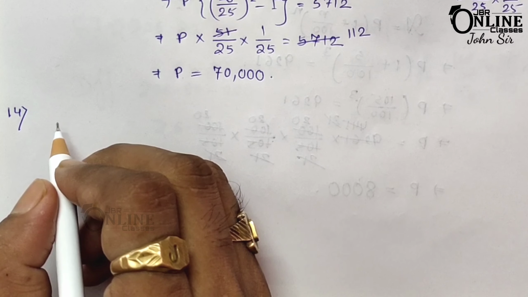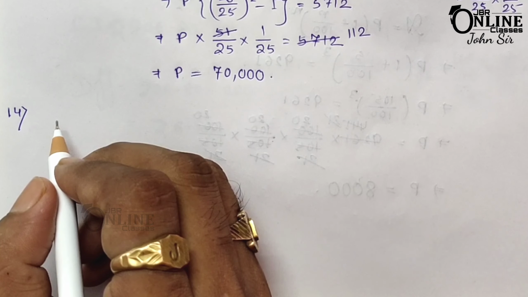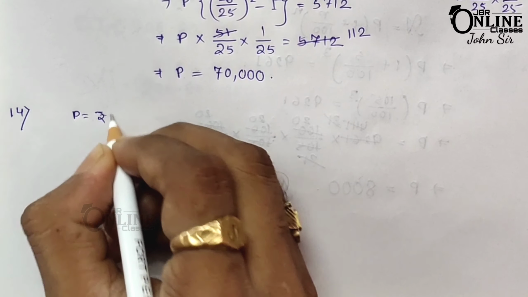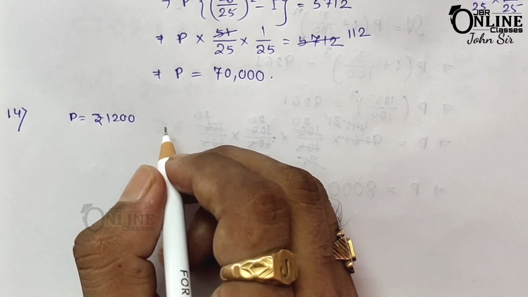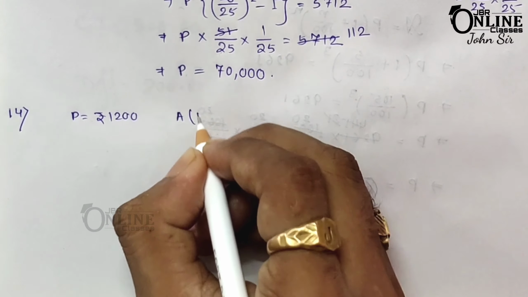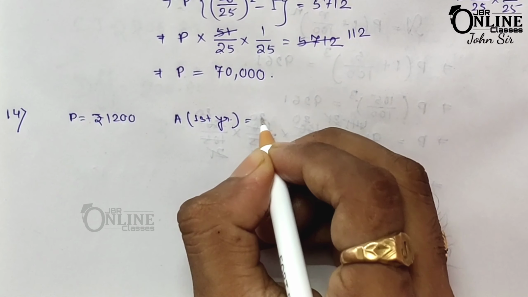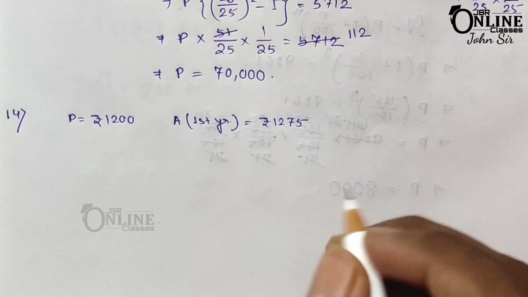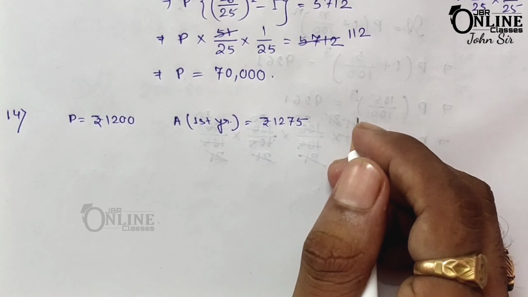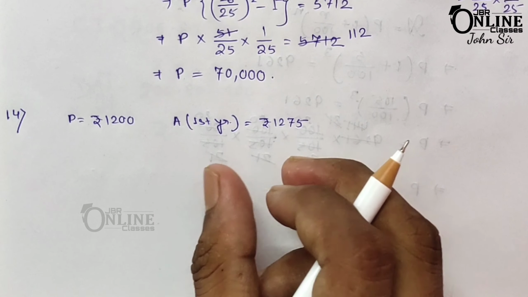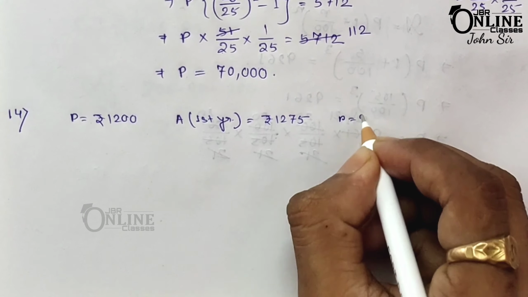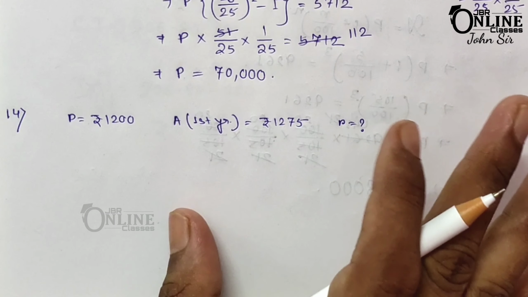Now sum number 14. A man invests rupees 1200 for 2 years at compound interest. So here given principal equals rupees 1200. After 1 year the money amounts to 1275. So amount after first year equals rupees 1275. Find the interest for the second year correct to the nearest rupee. So first you have to find the rate of interest, not the interest, the rate of interest for the first year or second year, it will be the same.